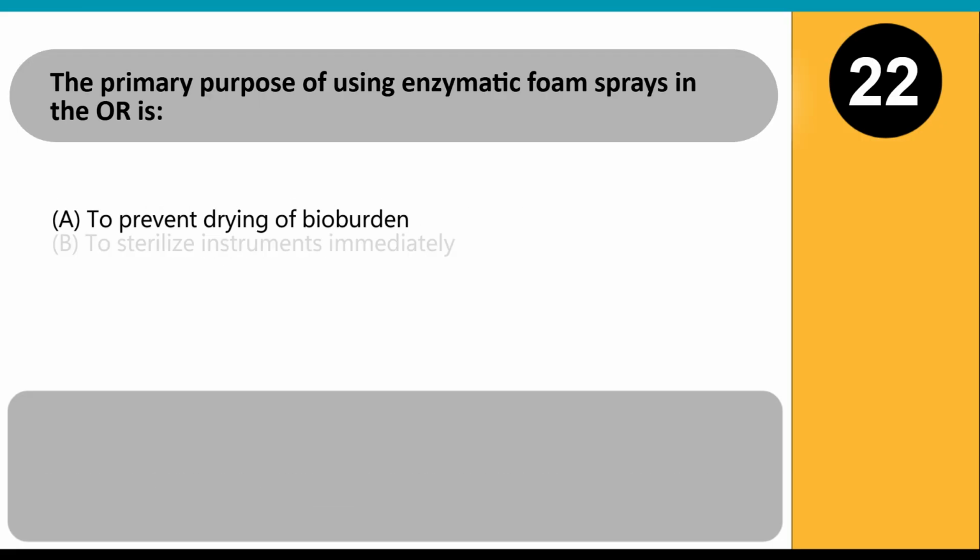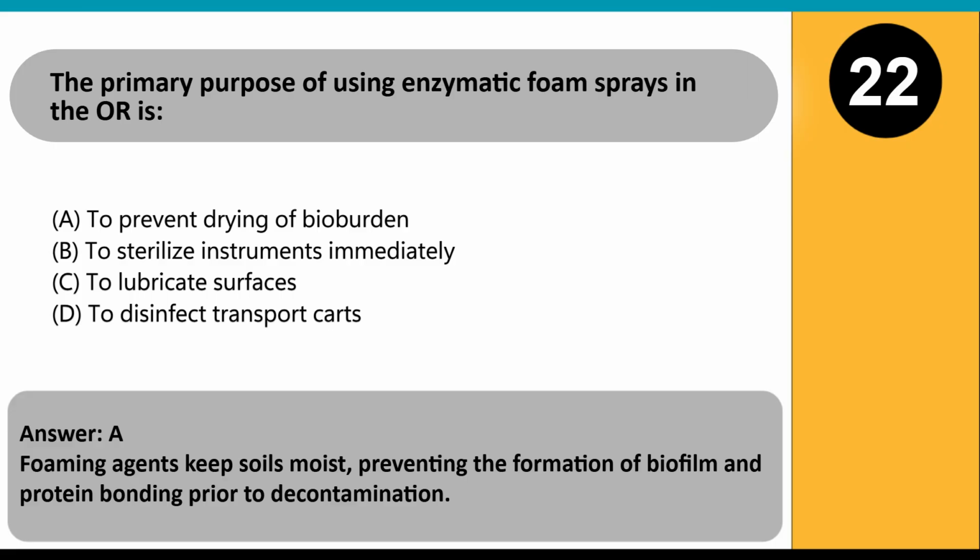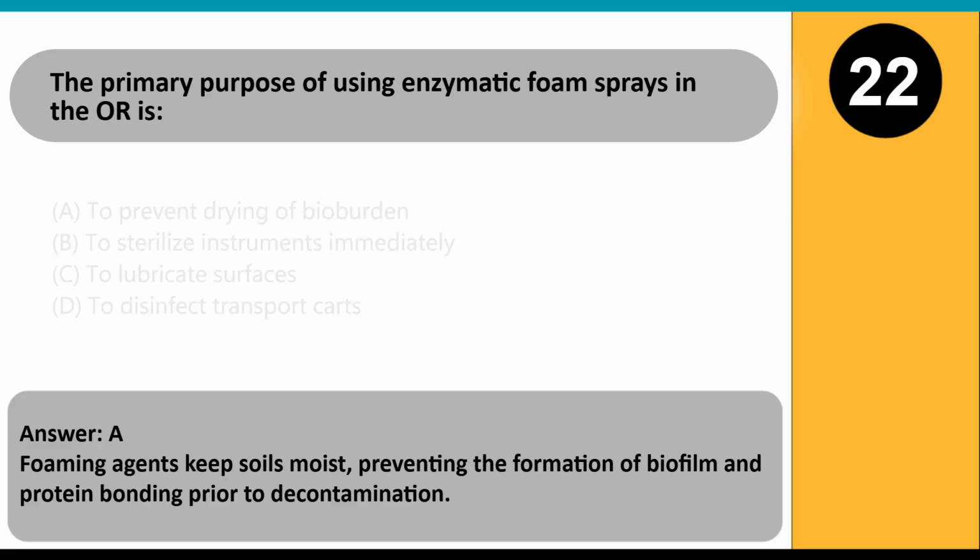The primary purpose of using enzymatic foam sprays in the OR is: A. To prevent drying of bioburden. B. To sterilize instruments immediately. C. To lubricate surfaces. D. To disinfect transport carts. Answer A. Foaming agents keep soils moist, preventing the formation of biofilm and protein bonding prior to decontamination.